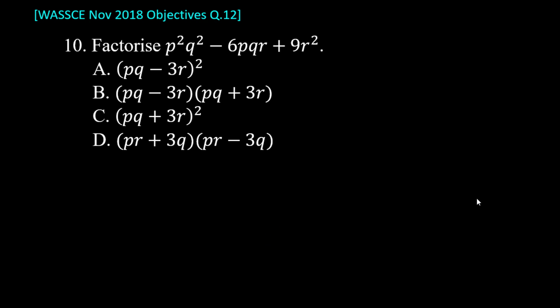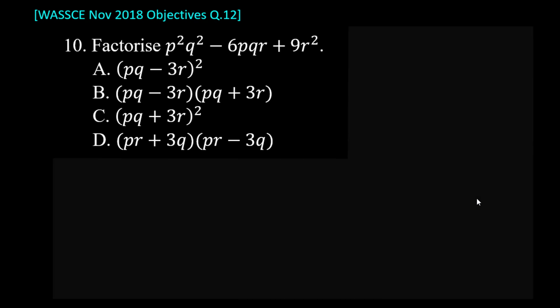So option A is pq minus 3r all squared. Option B is pq minus 3r multiplied by pq plus 3r. Option C is pq plus 3r all squared. And option D, pr plus 3q multiplied by pr minus 3q.